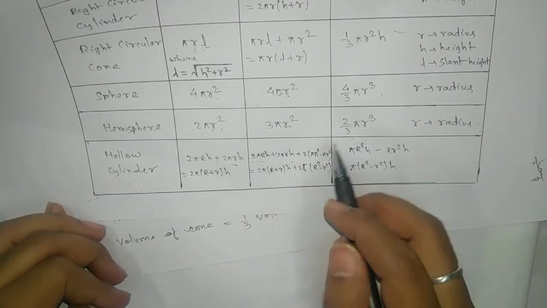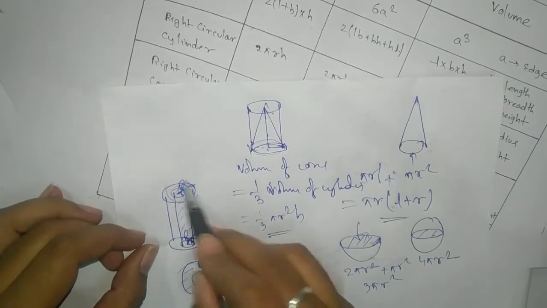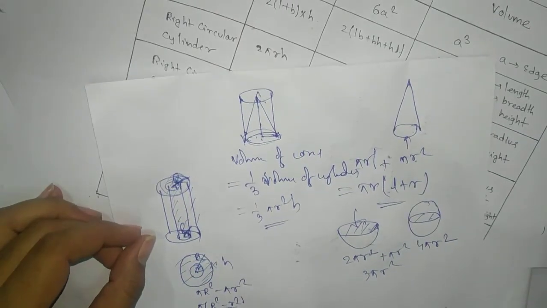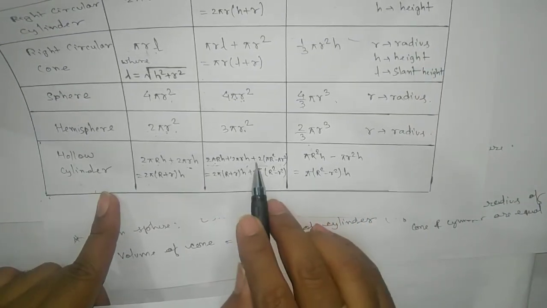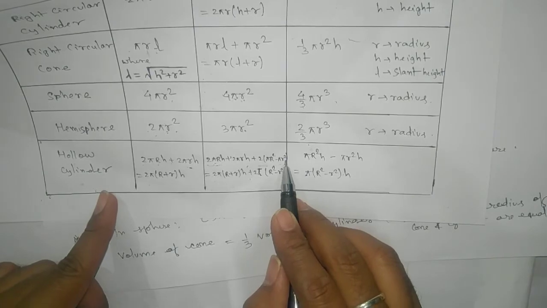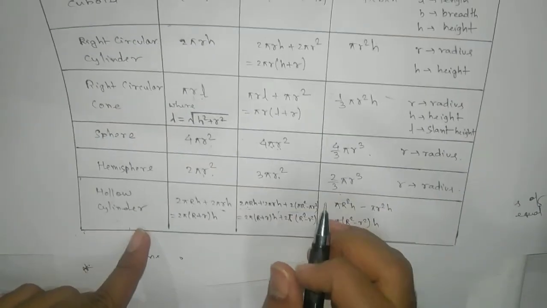And for the total surface area, we get an extra part, so we will not multiply, we will add here. You can see here we are adding 2 pi (R square minus r square). Okay, so this will be your hollow cylinder.